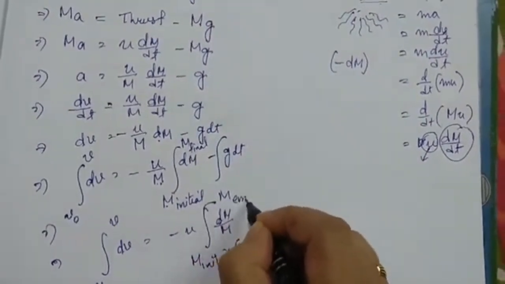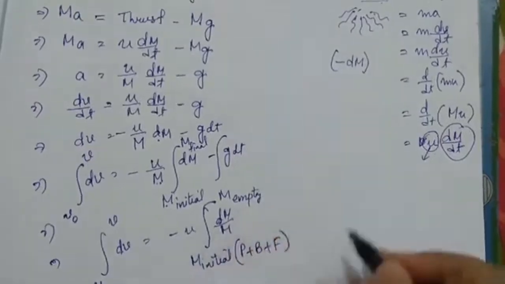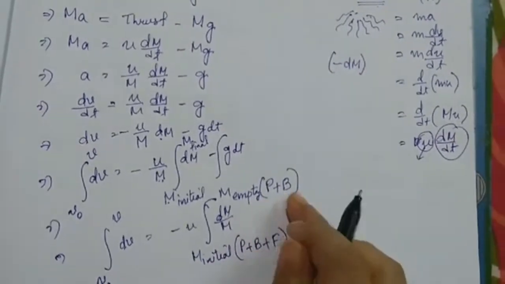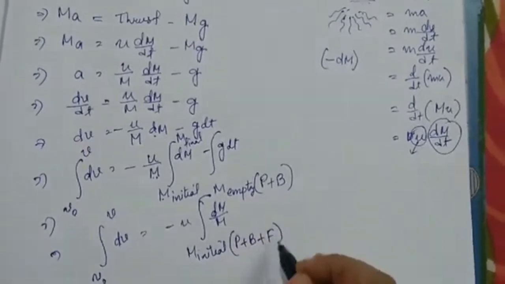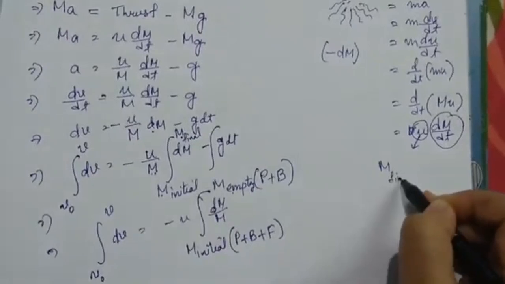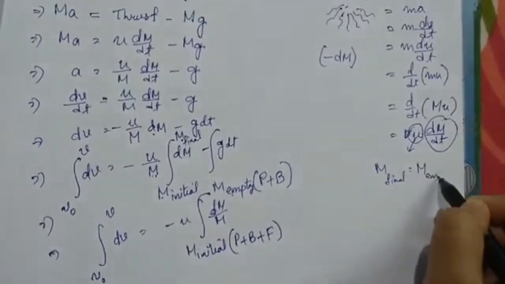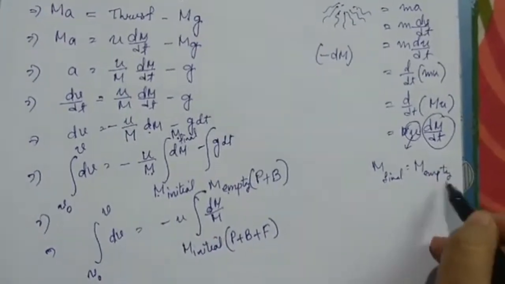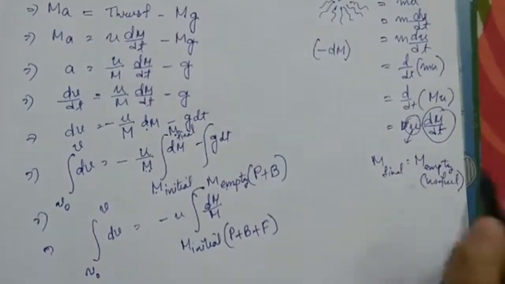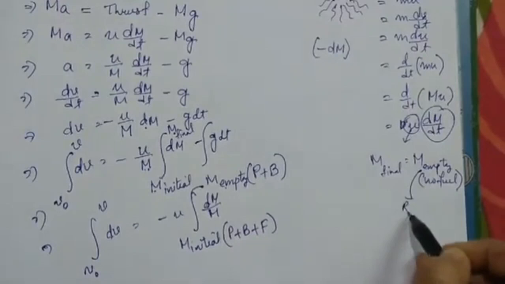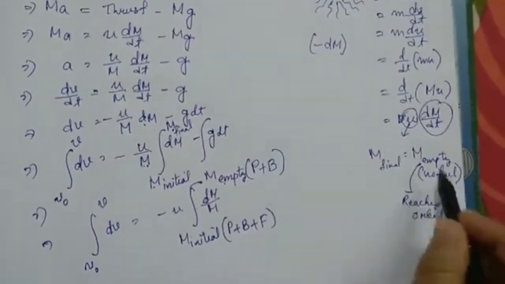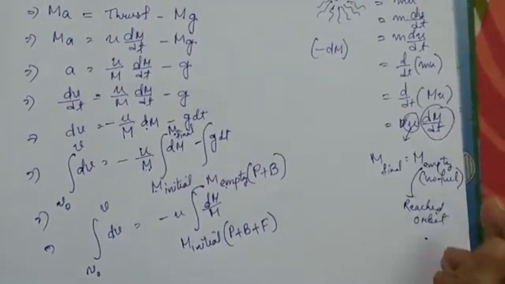That I will call empty. Why empty? Because all the fuel has been emptied, so it will be only the payload plus the body. Fuel has been emptied, so m final I am writing as m empty. M empty means there is no fuel, all the fuel has been burnt, and by the time it has reached the orbit, the mass will be empty.